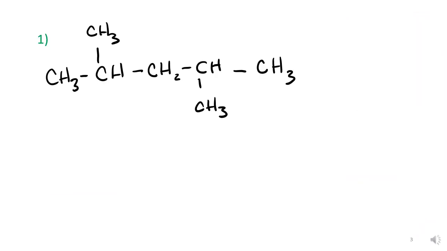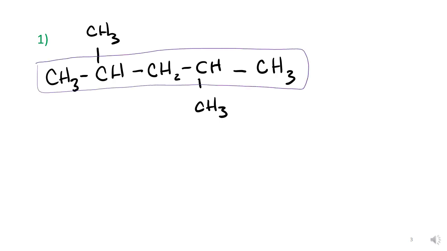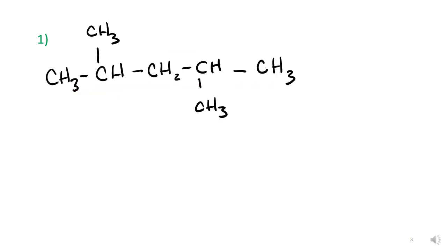All right, so here's our first example. Remember that our first step is to find the longest chain. And in this case, it's actually pretty straightforward. It looks like our longest chain goes right through here. Now, we could have instead chosen to do, say, this, but if the longest chain is straight, that's kind of the easiest way to deal with it.